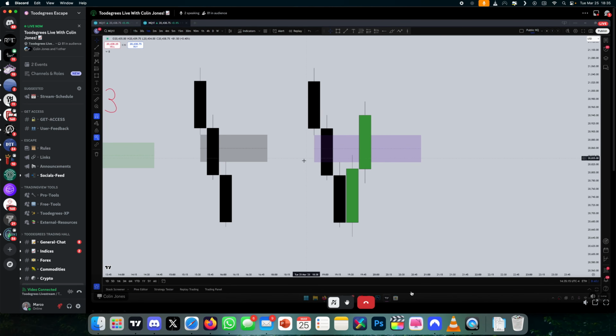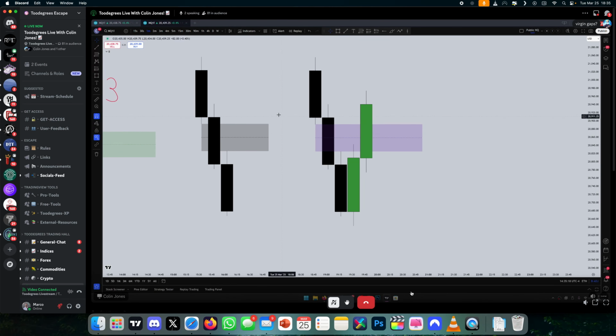Imbalance, which is a bearish fair value gap, or a buy side imbalance, which is a bullish fair value gap, and we close over that gap.